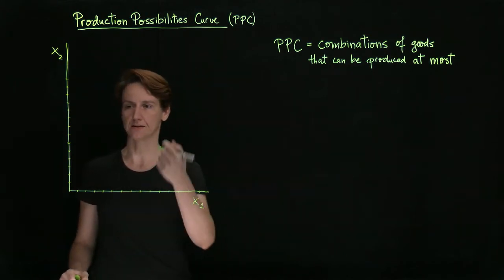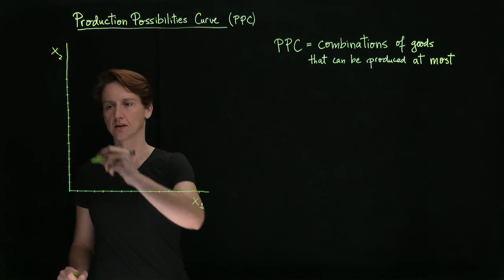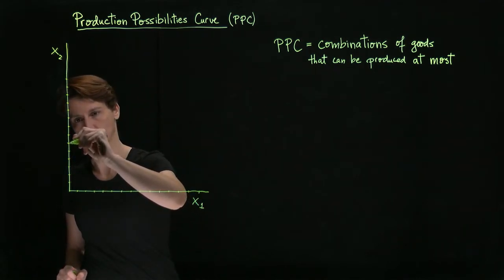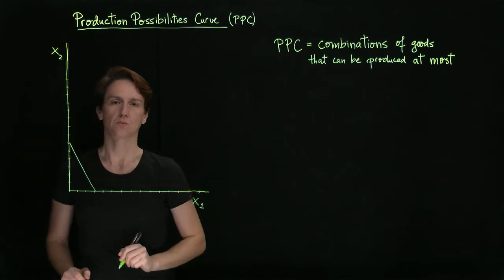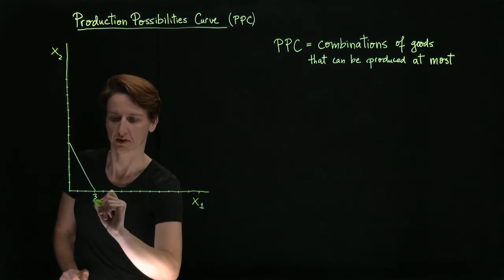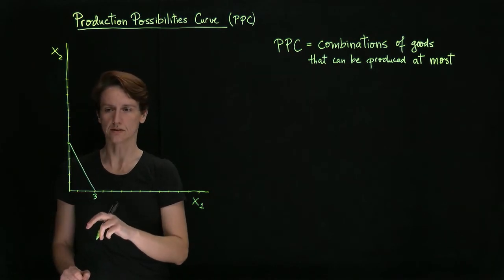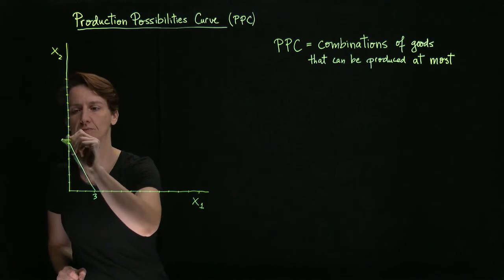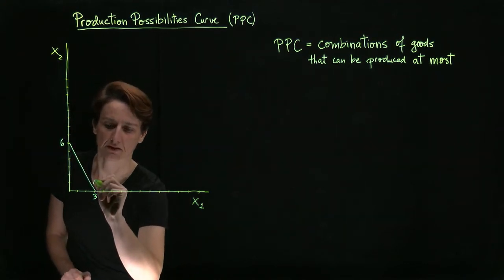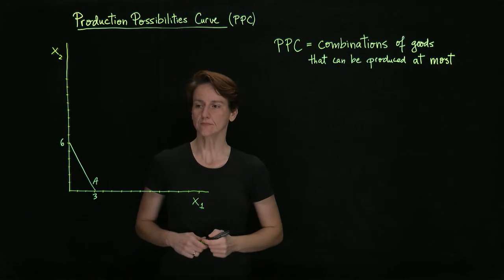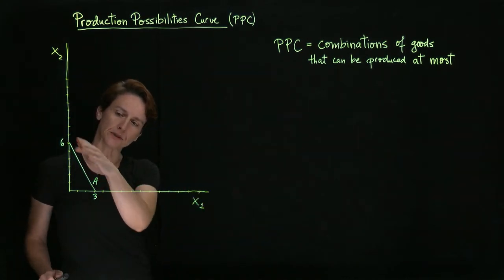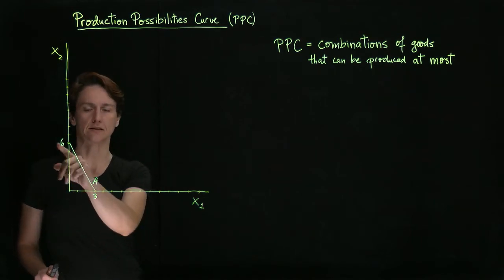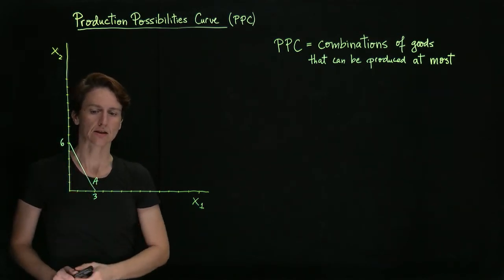Suppose that we have person A, maybe Abe, whose PPC is as shown here, meaning that Abe can produce at most 3 units of good 1, or if he doesn't make any of good 1, he can produce at most 6 units of good 2. That's A for Abe. Well, this downward sloping line shows the trade-off. The more he produces of good 1, the less he can produce good 2, and the other way around.